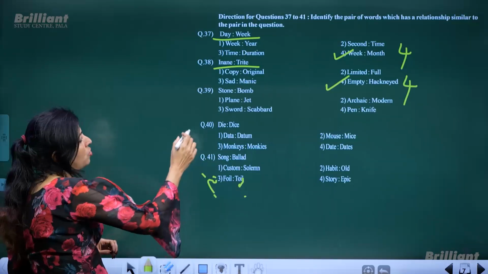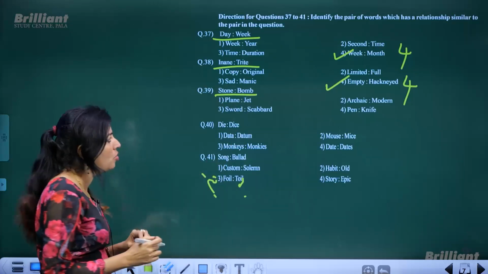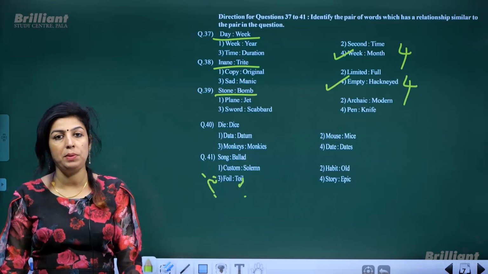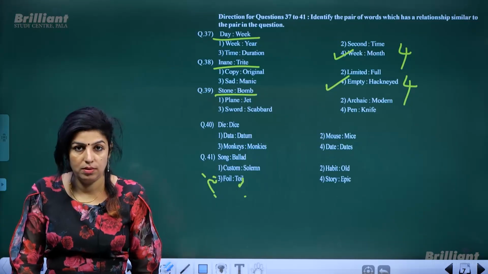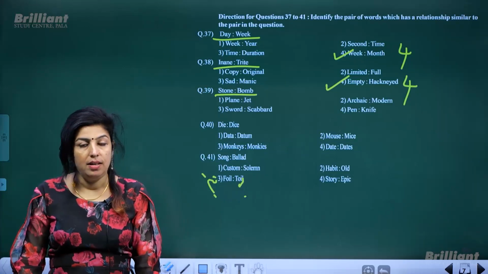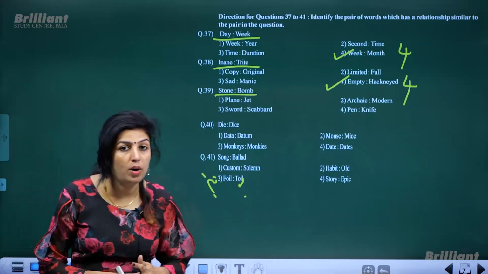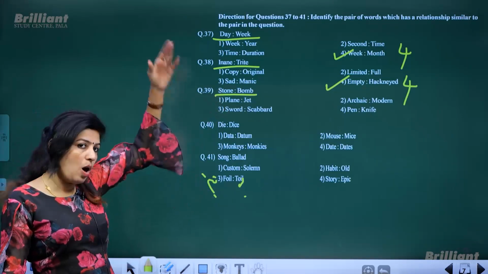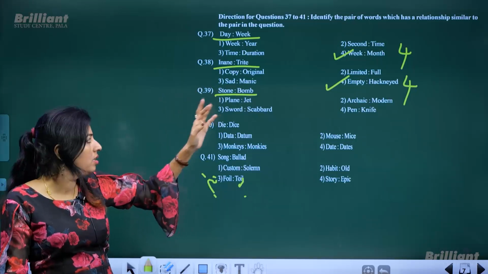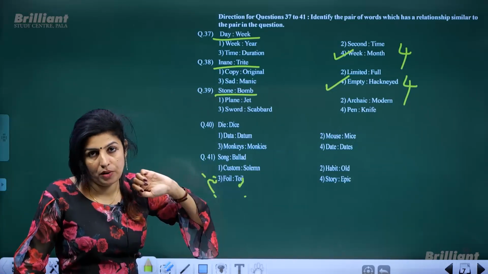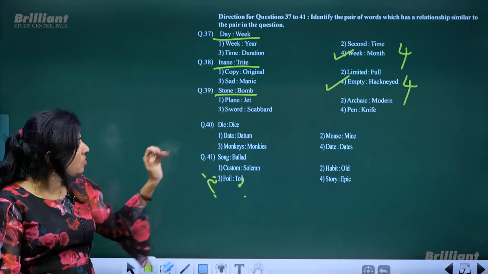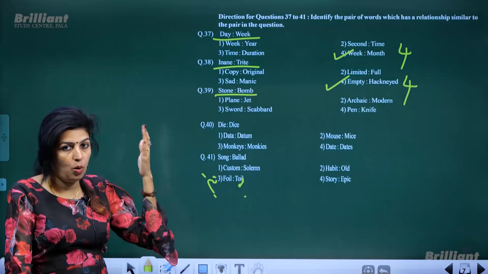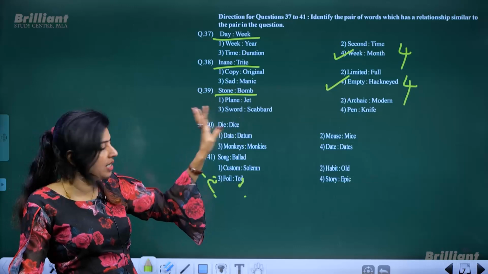The next is stone and bomb. Stone, bomb. You know that in primitive ages, human beings' weapon was stone. Very ancient, right? And then the latest one, the very modern weapon, bomb. So stone, outdated, very old, very ancient, and bomb is the latest one, a new technique. So the same connection should be found from the options. So plane and jet, actually jet is one type of plane, not outdated and modern. So plane and jet cannot be taken.